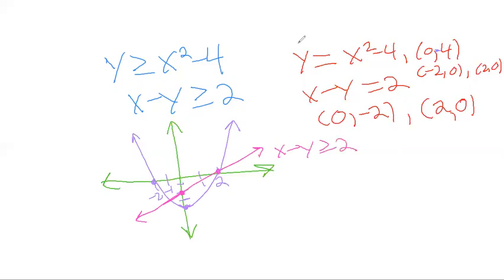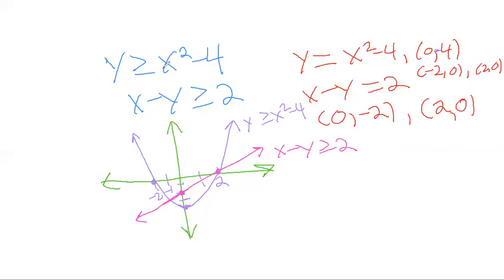And this is the graph y is greater than or equal to x squared minus 4. So, well, now we've got to know where the shading occurs. Well, let's see. We've got to see where it holds true. So let's pick the point 0, 0.